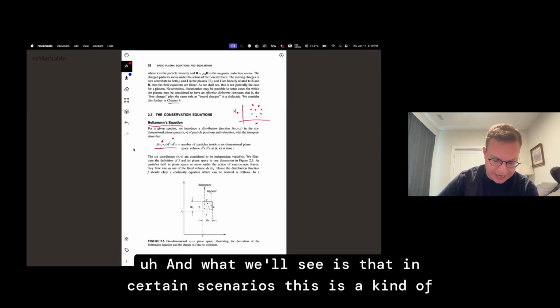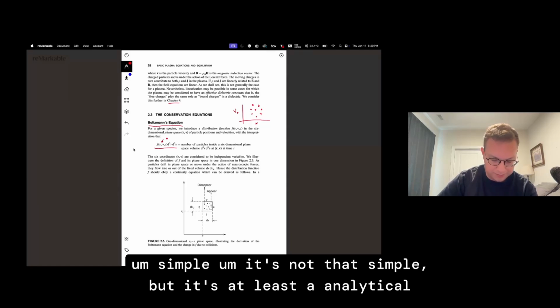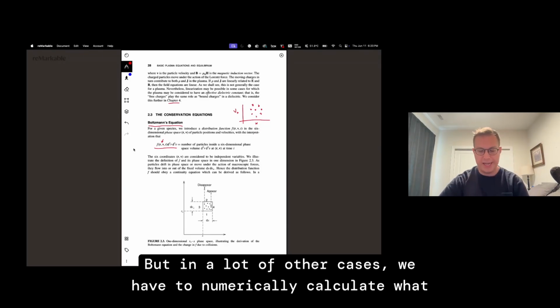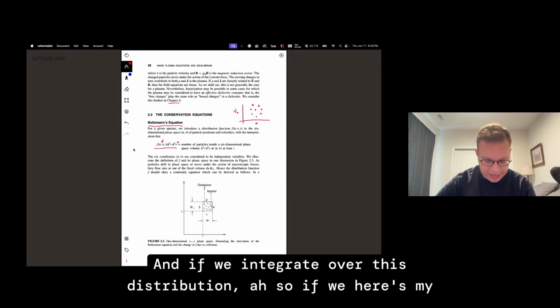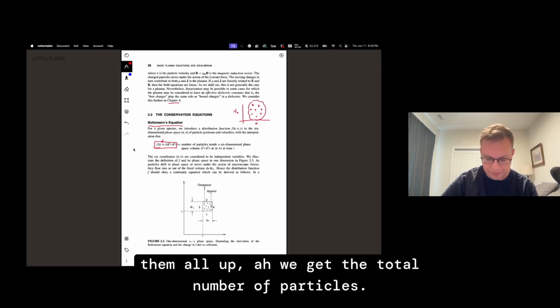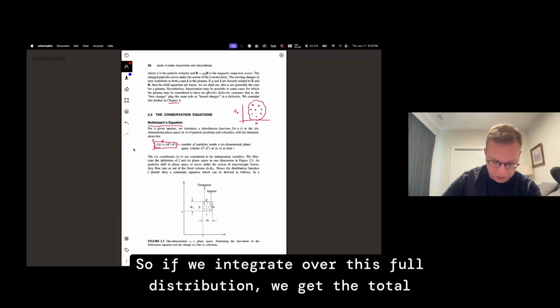And what we'll see is that in certain scenarios, this is simple, well, it's not that simple, but it's at least an analytical equation described by the Maxwell-Boltzmann distribution. But in a lot of other cases, we have to numerically calculate what this distribution looks like. And if we integrate over this distribution, so here's my distribution of particles in phase space, if we sum them all up, we get the total number of particles.